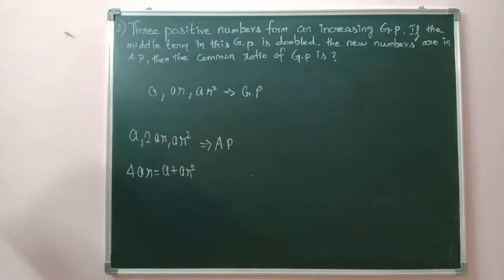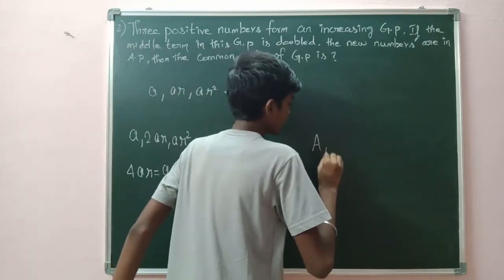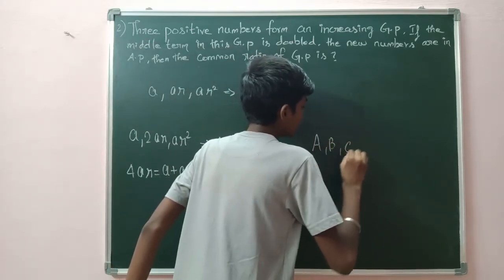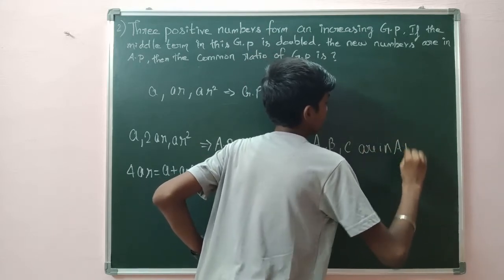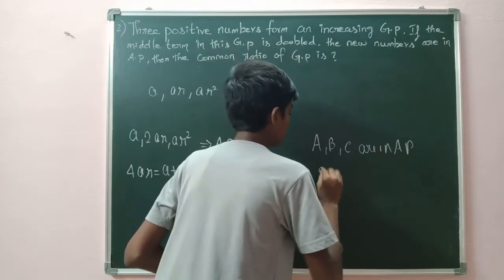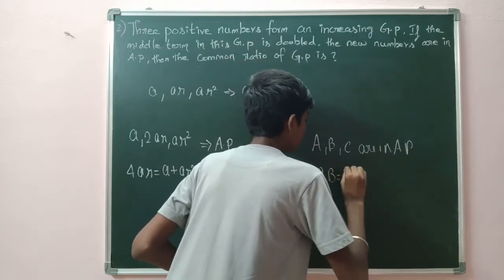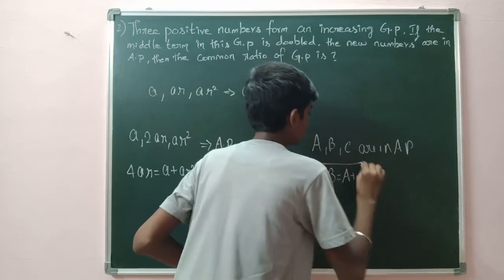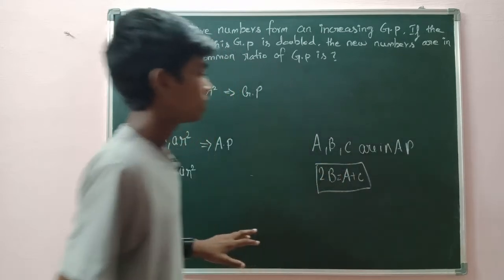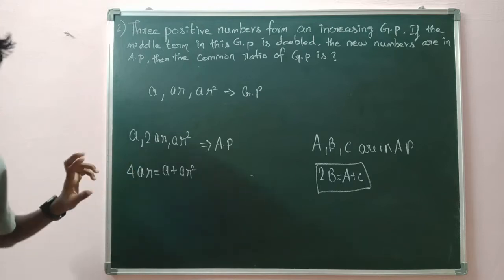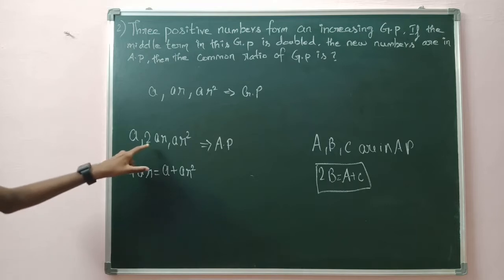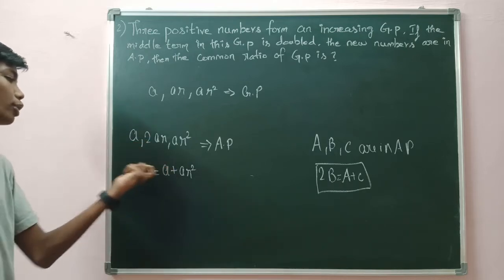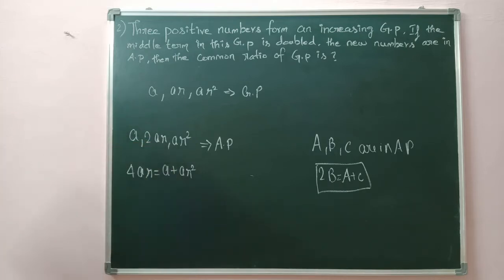And this is something I should know. As I am having three terms, we know one thing now: if A, B, C are in AP, then 2B is equal to A plus C. That means twice the middle term is the sum of the terms that are left out, that is A plus C. So 2B is equal to A plus C, and that's why I am saying twice the middle term, that is 4AR, will be equal to A plus AR square. Correct now?